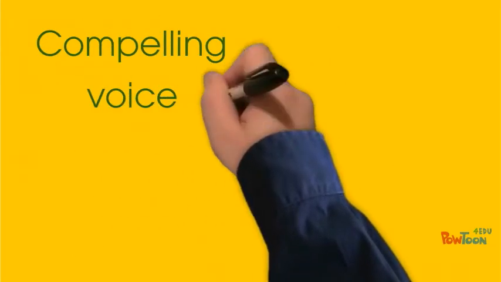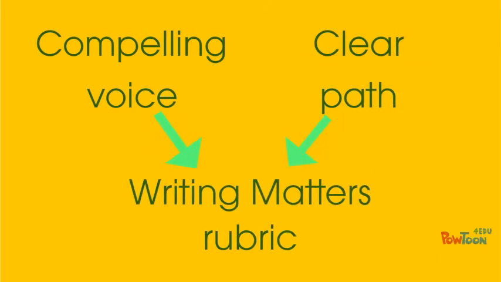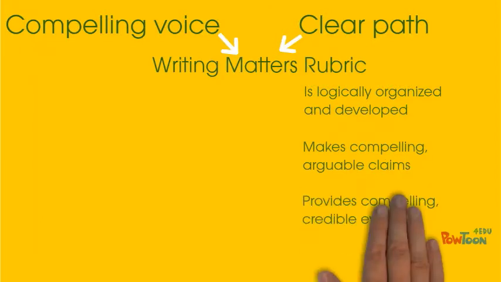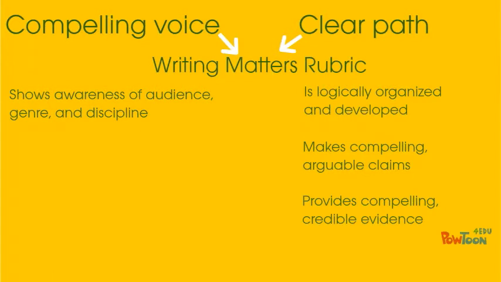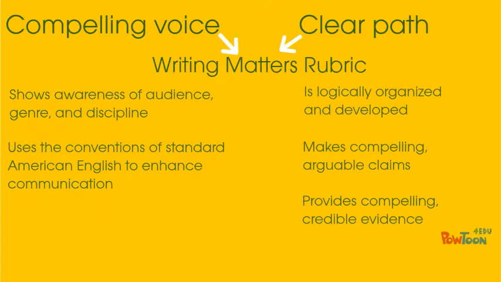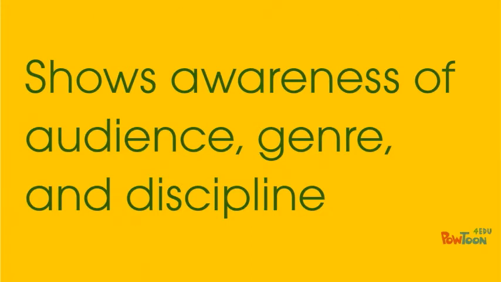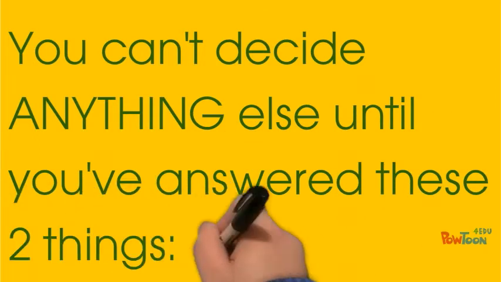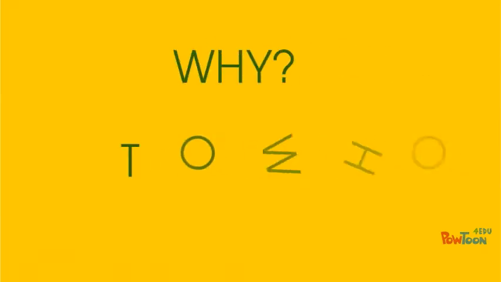In our Writing Matters rubric, we take these broad features and make them a bit more specific. We say good writing at Alcorn incorporates good organization and thorough development, clear claims, persuasive evidence, an awareness of genre, audience, and discipline, and the conventions of standard American English. This fourth one in particular is the "it depends" part. All of the other factors, organization, claims, and evidence, depend upon 2 important questions. What is your purpose in writing, and who is your audience?